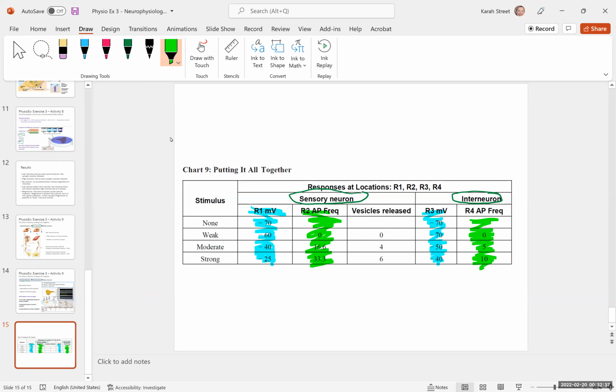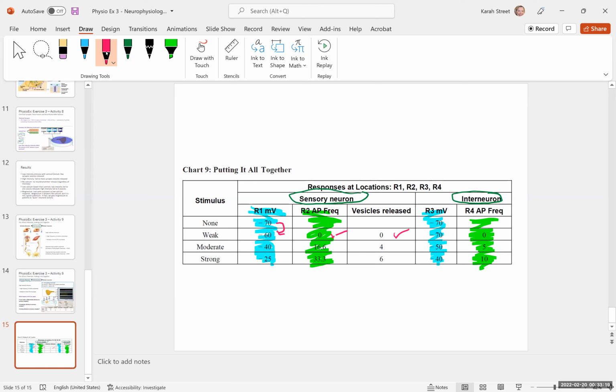Then we gave a weak stimulus. And this weak stimulus was able to move the cell body of the sensory neuron from minus 70 to minus 60. That's a change of 10 millivolts. We know from our activity number three of this exercise that a 10 millivolt change is not enough to reach threshold. Clearly, no action potential was generated. Clearly, no vesicles would be released. And that means the downstream interneuron stayed at resting membrane potential.